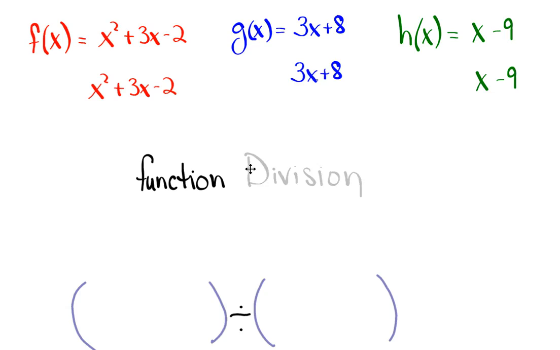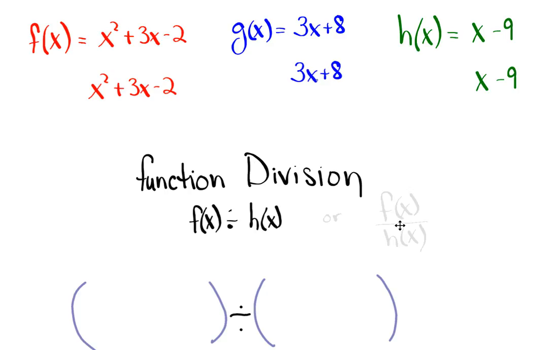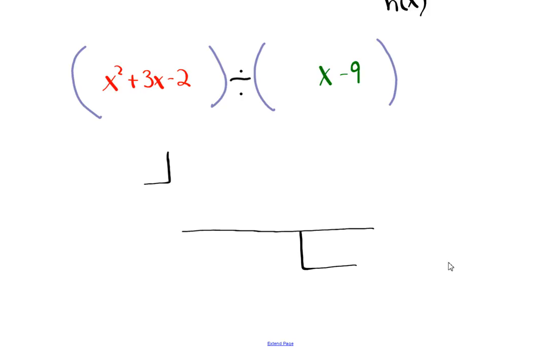Now let's talk about function division, which is the new thing that we just learned in Unit 2, Part 1. We have f of x divided by h of x. F of x is x squared plus 3x minus 2, and we're going to divide by x minus 9. Okay, we use our little template here. 9 is my divisor, positive 9. My coefficients, 1, 3, and negative 2. Bring down the 1.